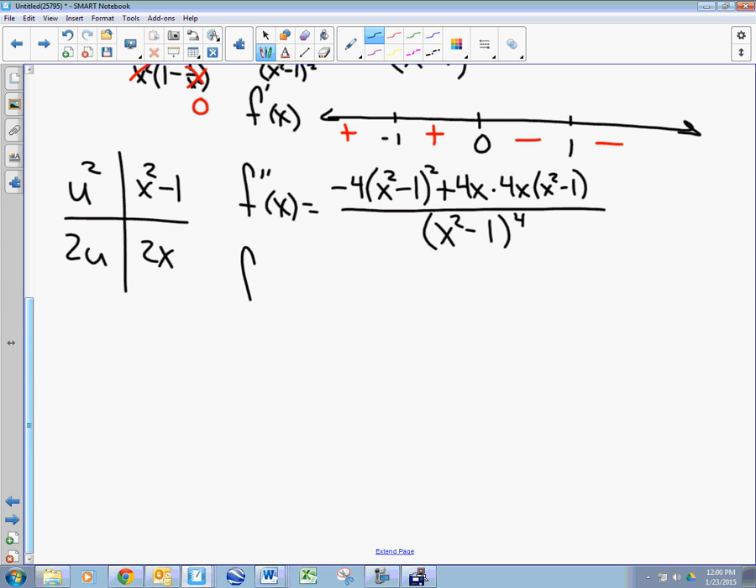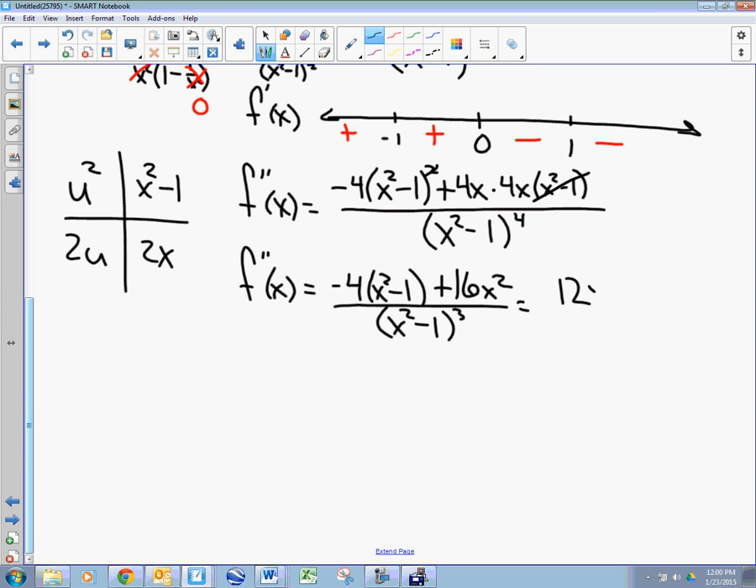Okay. So I have f double prime of x is equal to negative 4 times x squared minus 1 plus this x squared minus 1 goes away. That one went to 1. So plus 16x squared over x squared minus 1 to the third. Let's simplify. Negative 4 times x squared plus 16x squared. 12x squared. Negative 4 times negative 1. Go.